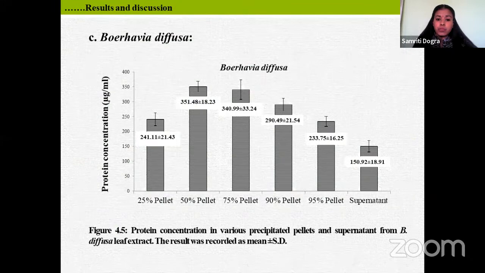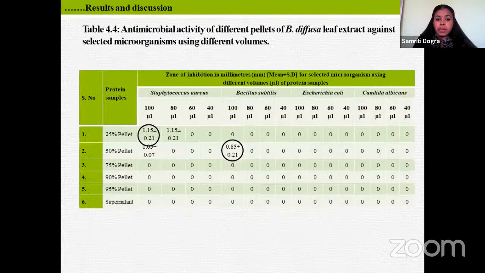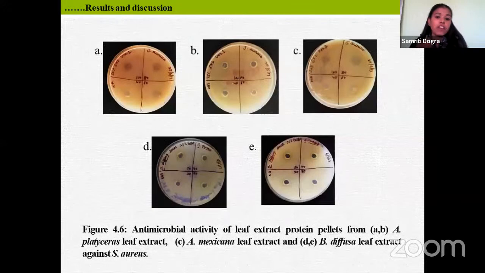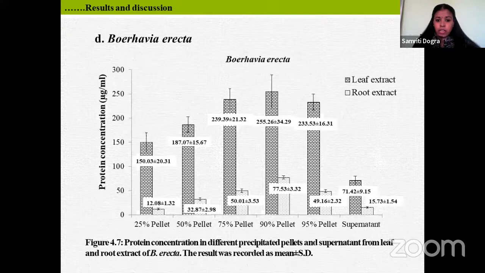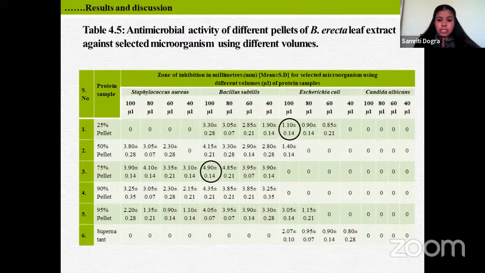Boerhavia diffusa showing the maximum protein concentration in the 50% protein pellet, and very little activity against Staphylococcus aureus and Bacillus. Figure showing the zone of inhibition. Boerhavia erecta, having leaf and root extract, maximum protein concentration was present in the 90% protein pellet in leaf, and in case of root extract, maximum concentration was present in the 90% again. Here showing the zone of inhibition against Bacillus, against Staphylococcus, and very minimal in E. coli, but no activity against Candida. Figure showing the zones of inhibition.